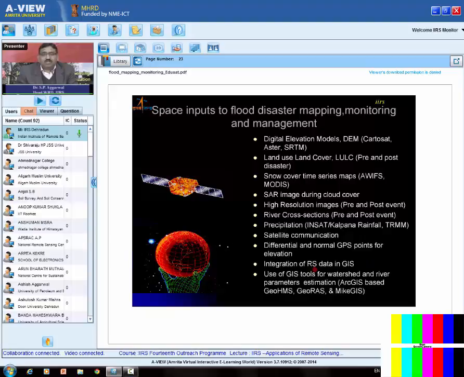Then you have an integration of RS data and GIS. So a GIS platform is required, so you can integrate that. And of course, use of GIS tools for watershed and river parameter estimation. A lot of free GIS software as well as commercial software is available. ArcGIS is commercial software, MIKE is commercial. Nevertheless, HEC-RAS, HEC-HMS, SWAT models and all these models are basically free. Maybe tomorrow when I talk about hydrological modeling, I will discuss all this modeling part.